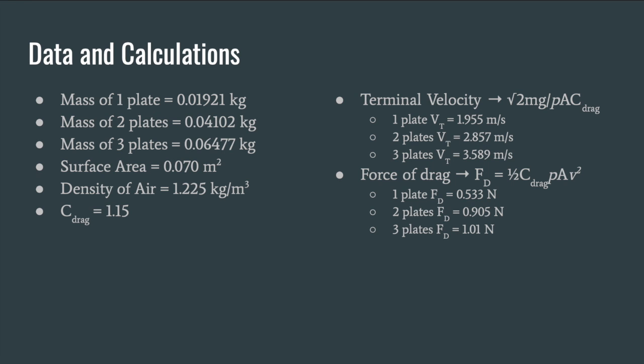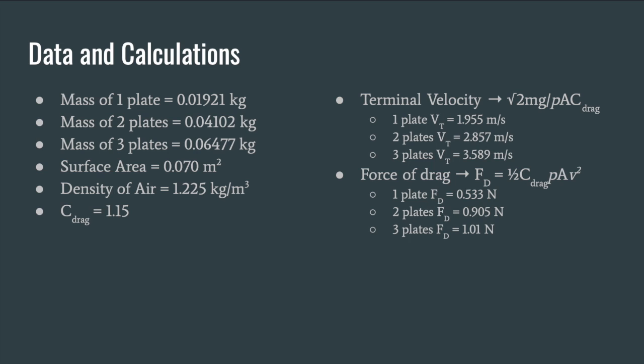For our calculations, we started by listing the masses of the plates before calculating the surface area of the plates used, finding the density of air, and estimating the coefficient of drag. This allowed us to calculate the terminal velocity and the force of drag for each mass. The equation for terminal velocity is the square root of 2 mass times gravity divided by PACD. The terminal velocities were found to increase as the mass increased.